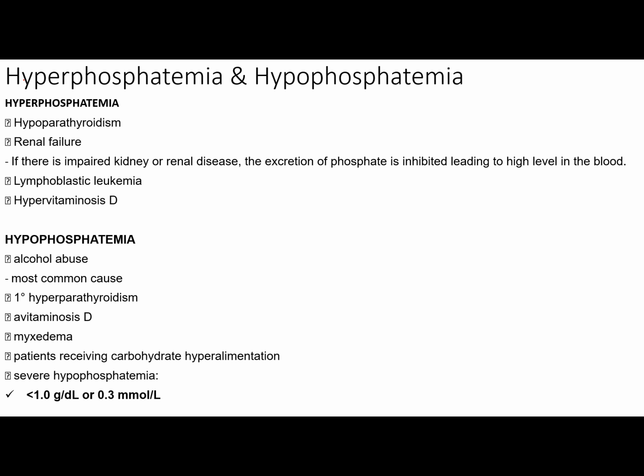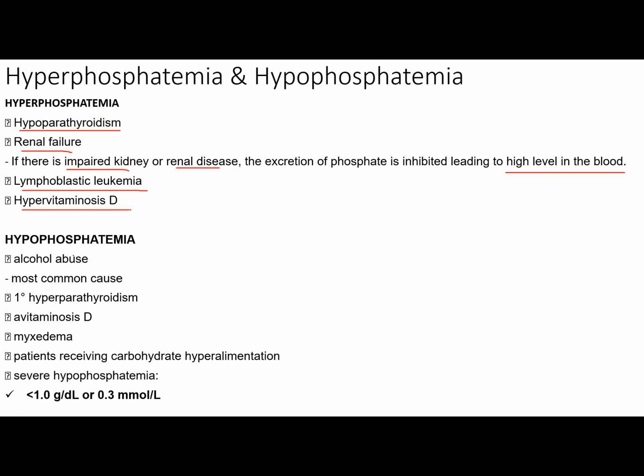Clinical significance class. So we have your hyperphosphatemia and hypophosphatemia. Hyperphosphatemia class is seen in hypoparathyroidism, renal failure, if there is impaired kidney or renal disease. The excretion of phosphate is inhibited, leading to high level in the blood. Lymphoblastic leukemia and hypervitaminosis D would also lead to hyperphosphatemia.